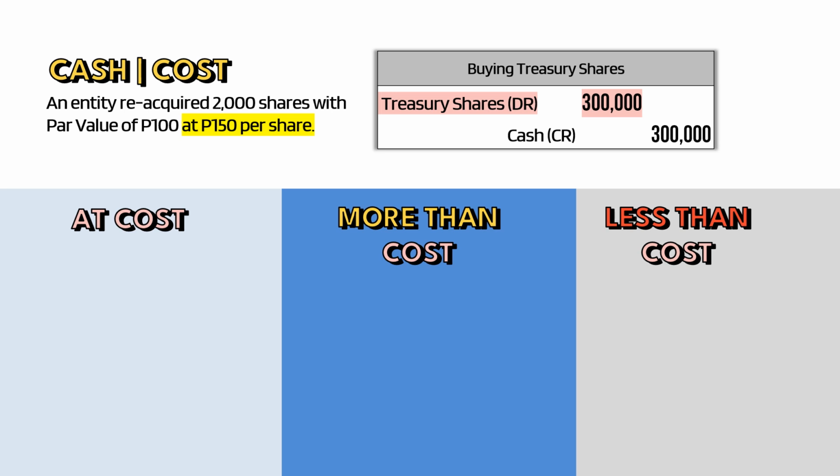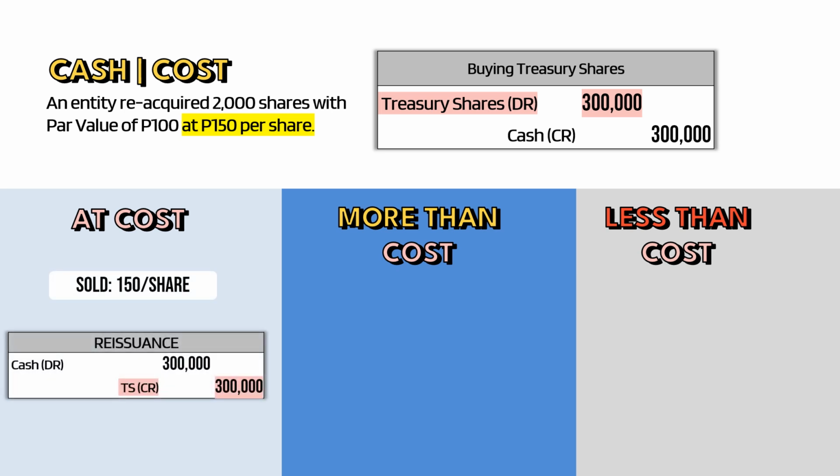Now, you will have three scenarios. You can reissue the shares at cost, at more than cost, or less than cost. So, first is at cost. Pag nabenta mo siya at 150 per share, all you have to do is credit the TS at how much you bought it. So, 150 times 2,000, 300,000. And then you will debit cash at 300,000. Very straightforward. So, step 1, debit cash for the amount that you were able to sell it for. Step 2, credit your treasury shares at the cost per share that you were able to buy it from. And that's how you journalize it.